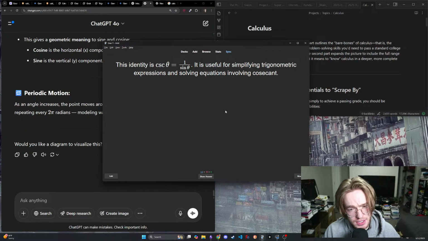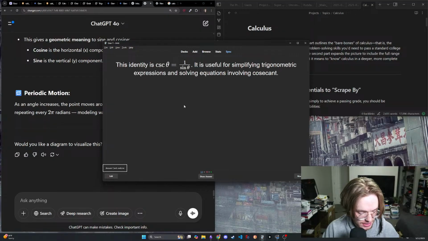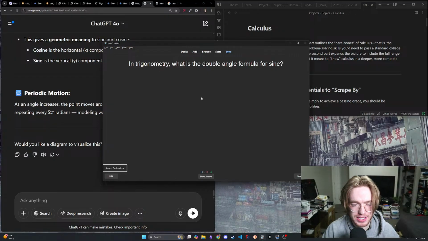This identity, this is the reciprocal of cosecant. The cosecant reciprocal identity. Okay, I think I need to recall that it's the identity.